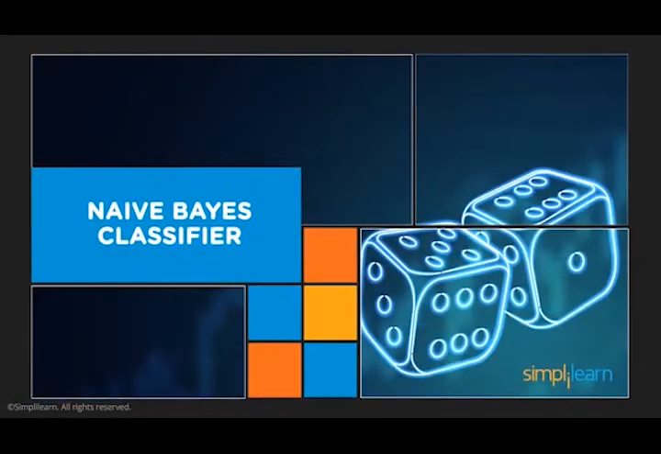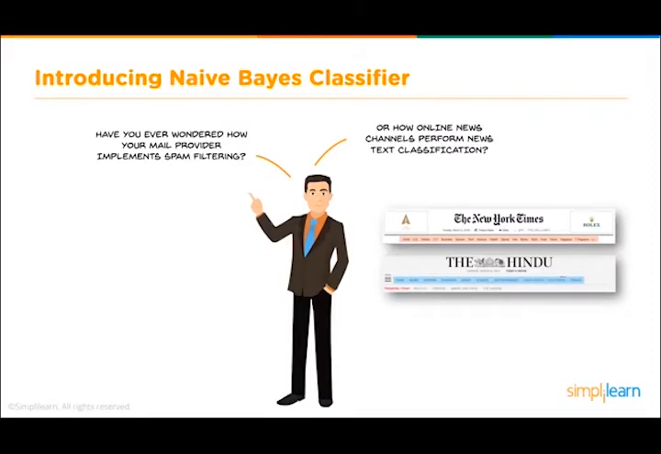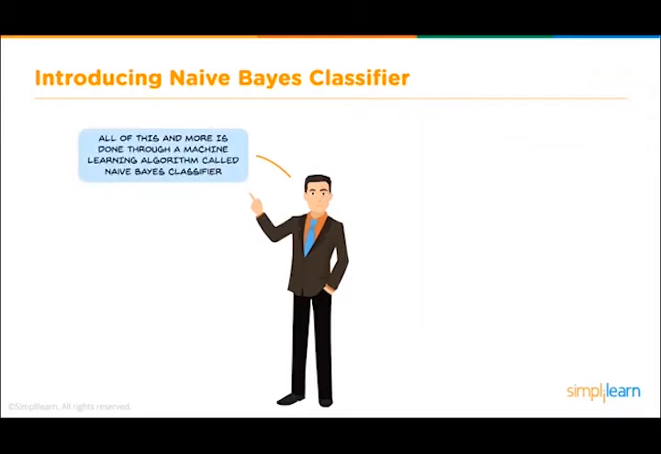Introducing Naive Bayes Classifier. Have you ever wondered how your mail provider implements spam filtering, or how online news channels perform news text classification, or how companies perform sentiment analysis of their audience on social media? All of this and more is done through a machine learning algorithm called Naive Bayes Classifier.